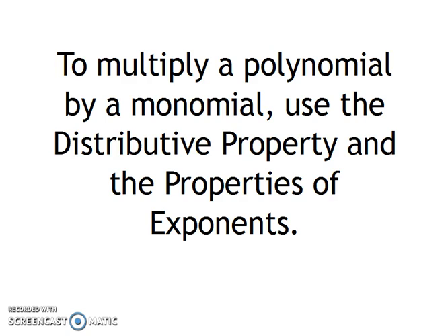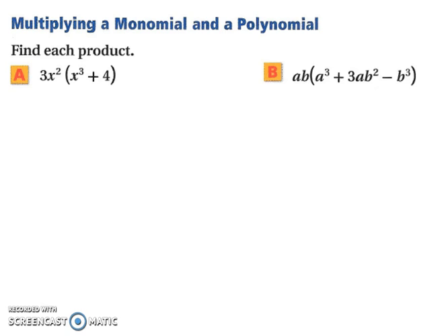So to do this, use the distributive property and the properties of exponents. So let's start by multiplying a monomial and a polynomial. We're going to find each product. So we're going to use our distributive property and our properties of exponents.